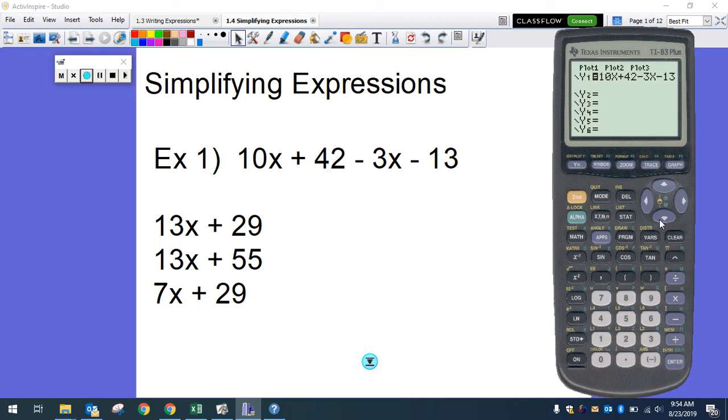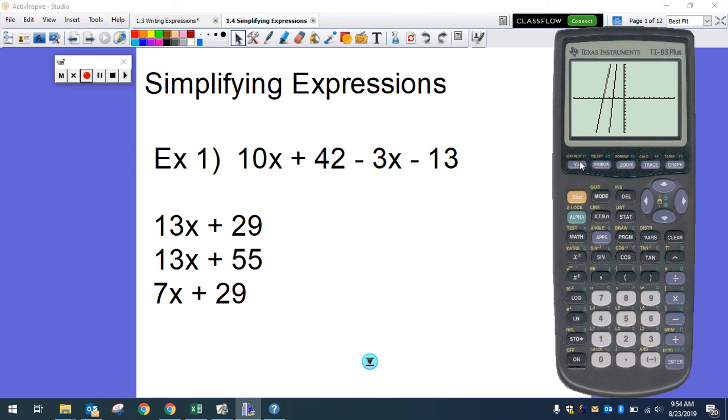So let's go back to y equals. We're going to go down to y2, and we're going to type in the first answer. So we're going to type in 13x plus 29. And again, if I'm going too fast, the X button is right here. And let's press graph. Let's see if they look the same. No, they don't. This is what my answer should be, and this is the answer I typed in.